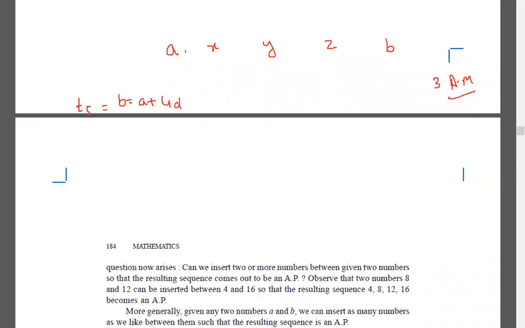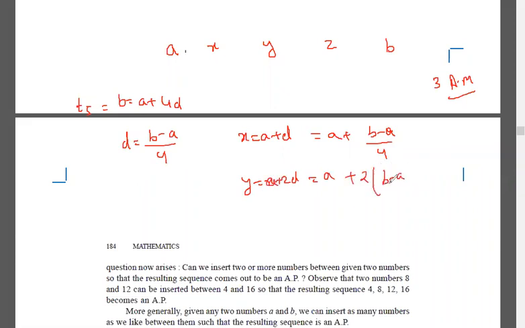Agree, guys? So what is D? D is equal to (B minus A) by 4. Right? So what is X? X is equal to A plus D, which is A plus (B minus A) by 4. As simple as that. What is Y? Y is A plus 2D, which is A plus 2 into (B minus A) by 4. Got it? Tell me, guys, got it?